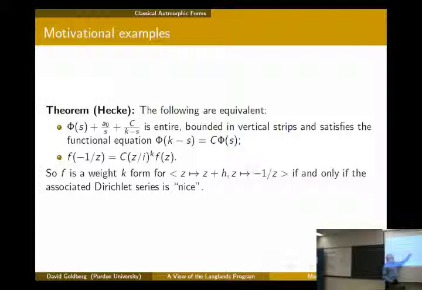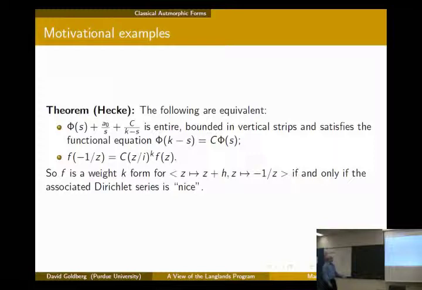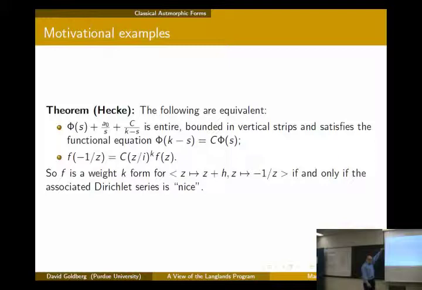So it says that if I look at a sequence of coefficients, they're associated with a nice Dirichlet series if and only if they're associated with an automorphic form. Where nice means it has these properties: bounded in vertical strips, entire, and satisfies the functional equation. Again, for the Riemann zeta function, this is essentially what's known.